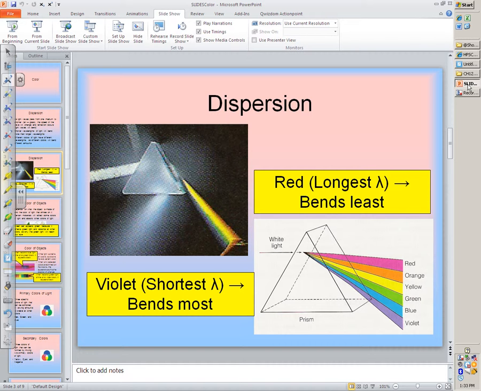So, could you put it back together? Hold on one second. Let's finish this, and then we'll talk about the other prism.